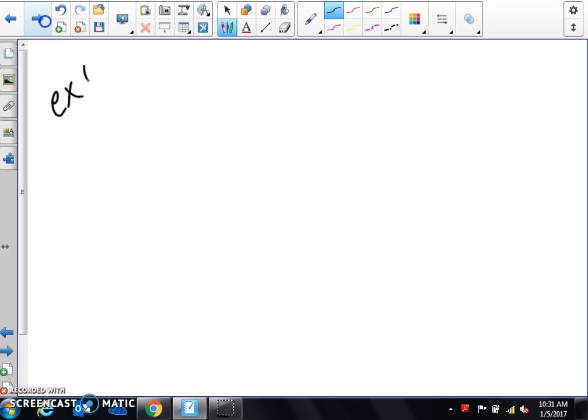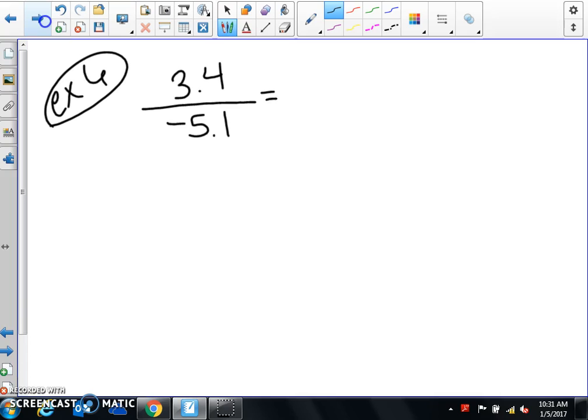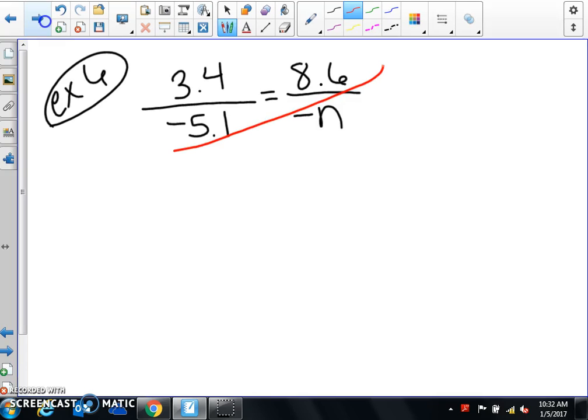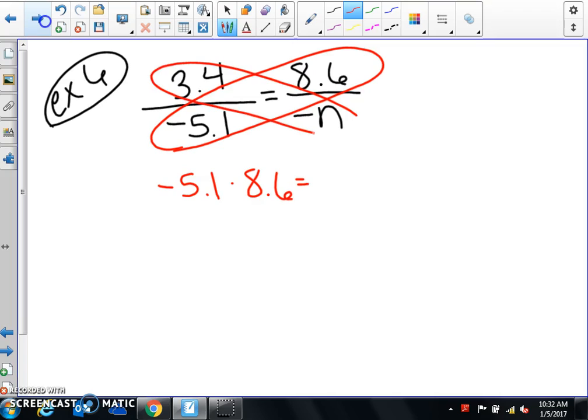Example number 6: 3.4 over negative 5.1 equals 8.6 over a negative n. If you're wondering what I'm doing, I'm grabbing a calculator right now because I'm good at math, but I can't be doing decimals up in my head. All right, so we start by cross multiplying. Don't stress out because of these numbers. So negative 5.1 times 8.6 equals 3.4 times a negative n.